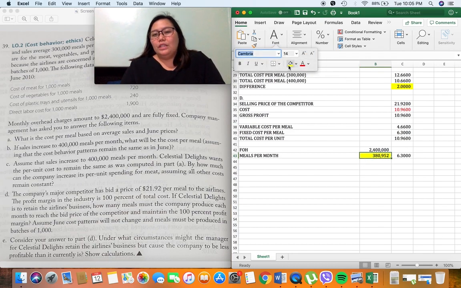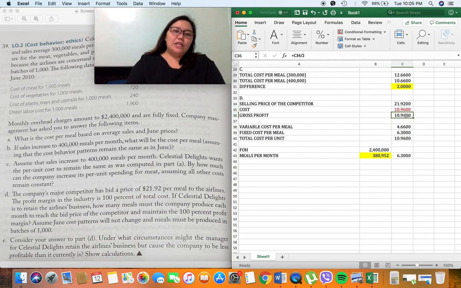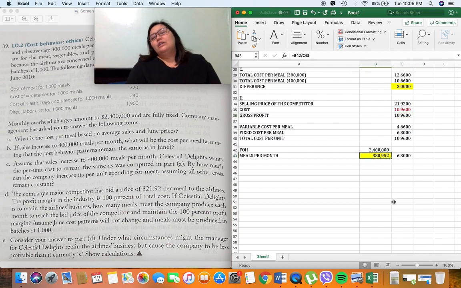That will get 380,952 units. Okay? So basically, in order to arrive at the same bid price as our competitor, which is 21.92, our total cost must be at 10.96 so that the gross profit rate will still be preserved at 100% of cost. Okay? So, to be able to do that, the company has to produce and sell 380,952 units. So, medyo butal talaga siya. Okay?